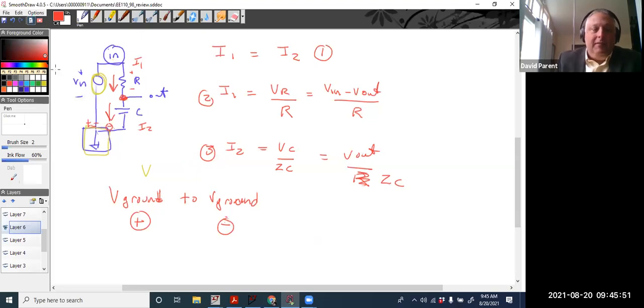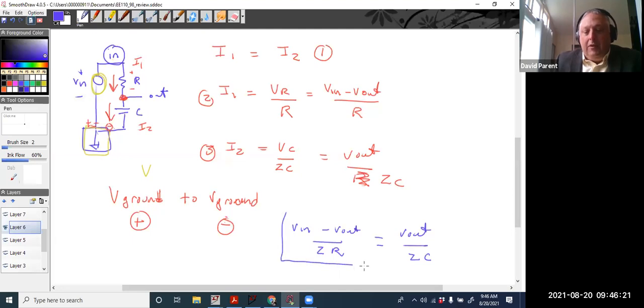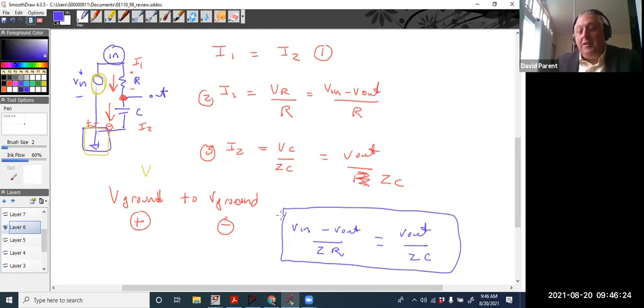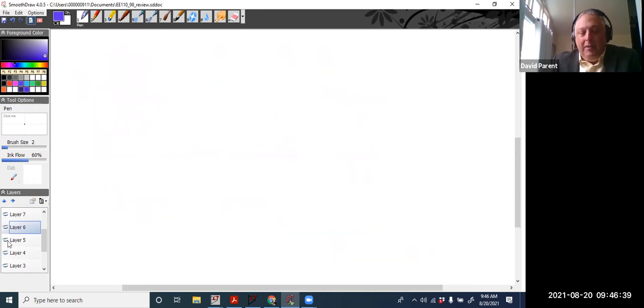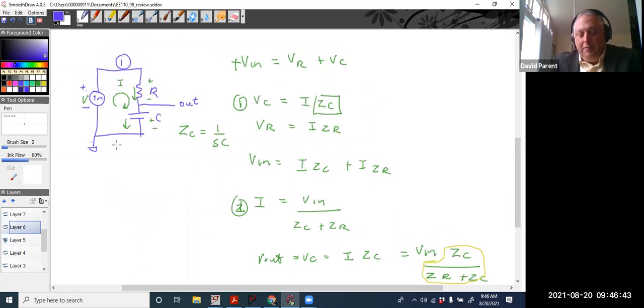We put 2 into 3, and we get V in minus V out divided by R equals V out divided by ZC, keeping it in impedances. Okay. And so after some algebraic manipulation, you're going to get the same relationship, voltage division. So in these two methods, this nodal analysis took up a little bit more time than the mesh analysis.